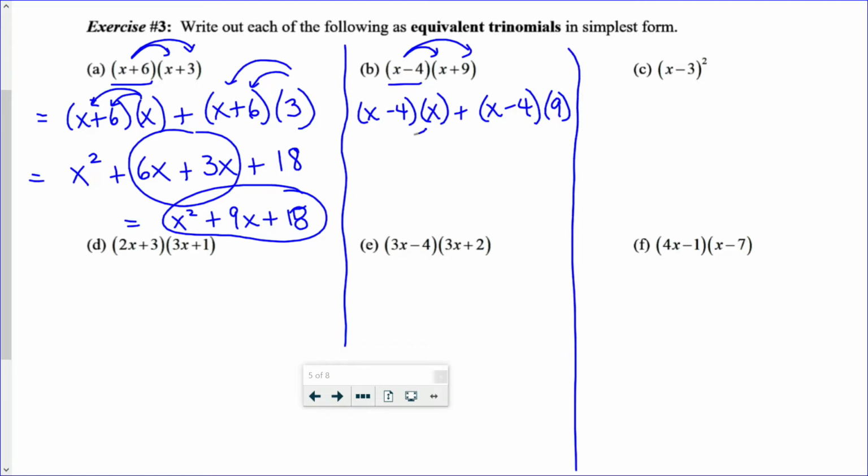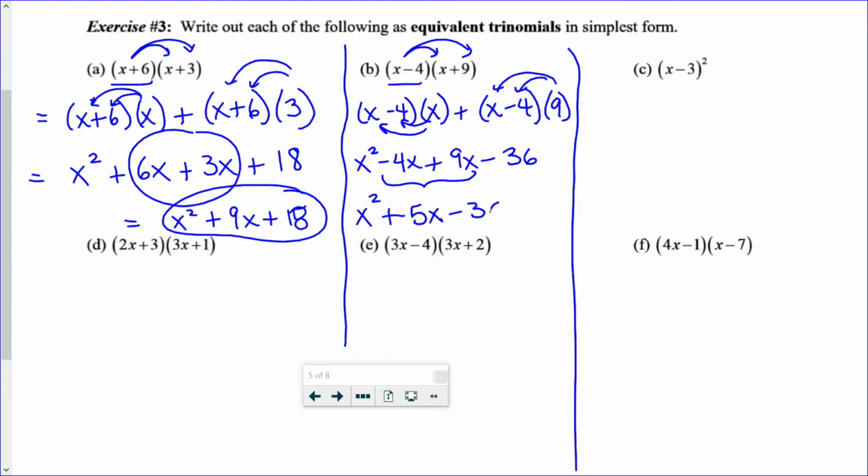All right, I'm going to then distribute this x through. I'll get x times x, which is x squared, minus 4 times x, which is 4x. Distribute the 9 through, right? Then I'll get 9 times x, which is 9x, minus 4 times 9, which is 36. Notice again, those two middle terms are like terms. A negative 4x and a positive 9x gives me a net positive 5x. And I get x squared plus 5x minus 36.